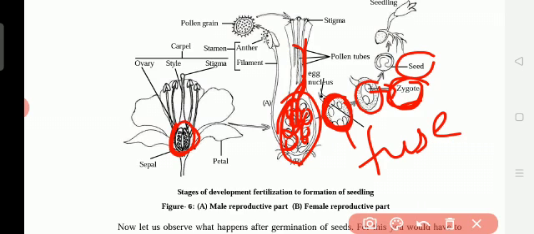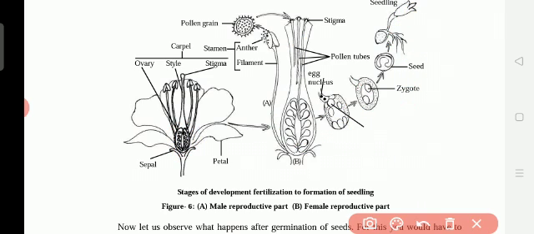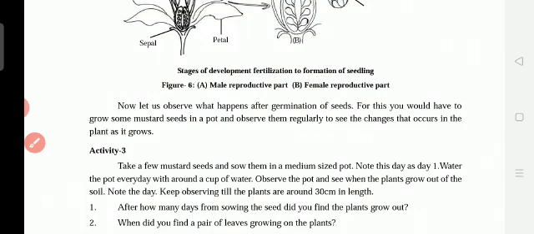If you see a mango fruit, inside the mango there is a seed. That is the egg. And outside, the flesh that we eat is the ovary. The ovary developed as a fruit and the zygote developed as a seed. After the seed we get a new plant. From the seed, when we get a small new plant, we call it a seedling. So these are the male reproductive part and the female reproductive part.